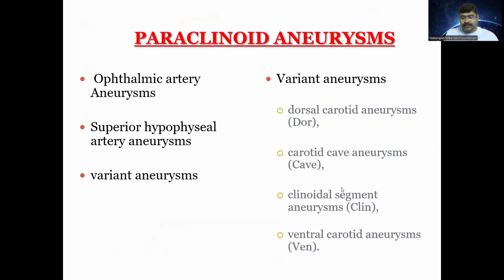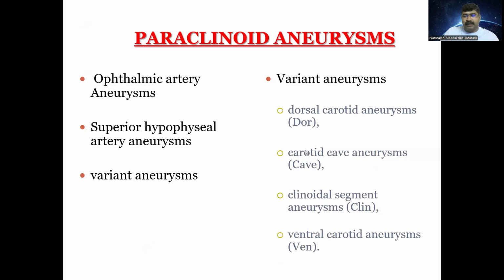So for the paraclinoid aneurysms, the two books have given two different types, but the orientation is almost the same. In Lawton's 7 aneurysm series, they classify the paraclinoid aneurysm as ophthalmic artery aneurysm, superior hypophyseal artery aneurysm, and certain variant aneurysms. In this variant group, we have the dorsal carotid, carotid cave, clinoidal segment, and ventral carotid aneurysm.